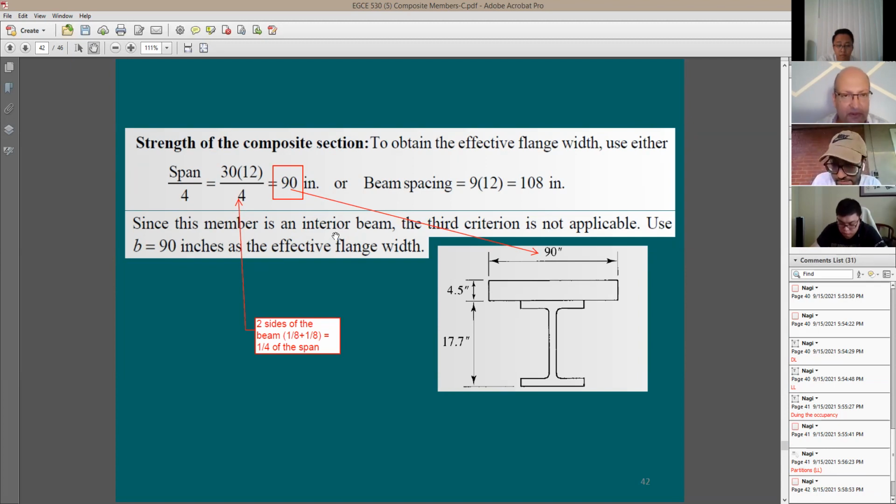How about the third issue? You remember the third condition? It says here, from the center of the beam to the edge of the slab. Now we don't have this issue because this is going to be an interior beam. For an interior beam, you don't really need to apply this. So I'm going to be using 90 inches here. Questions?